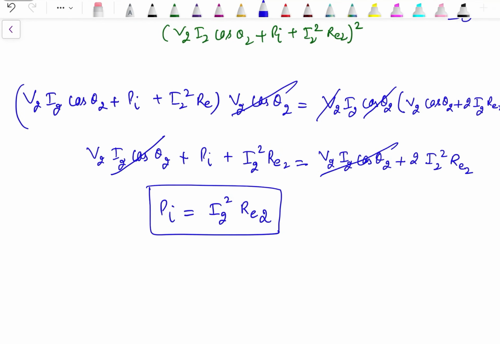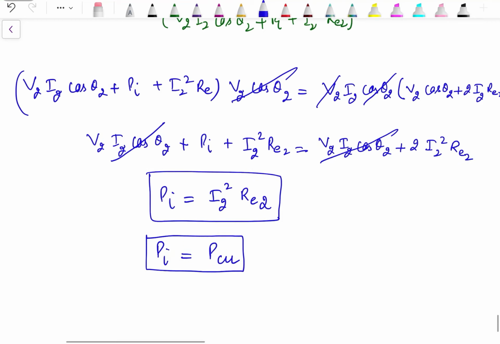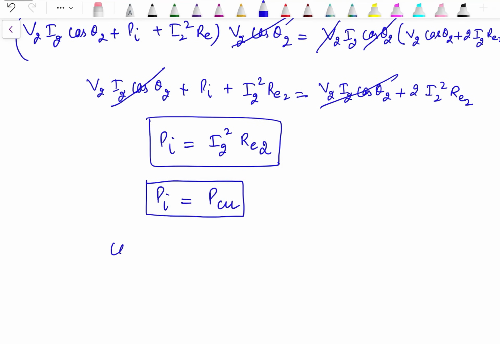So I2 square into RE2 is actually copper loss. So the condition for maximum efficiency is that when copper loss and iron losses are equal, at that time the efficiency of the transformer is maximum, or what we can say, that when the constant losses are equal to the variable losses, at that time the efficiency of the transformer is maximum. We can write it like constant loss is equal to variable loss.